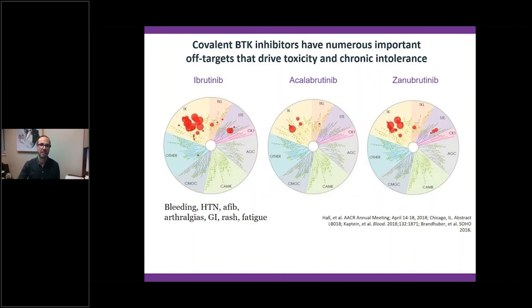So with ibrutinib, you see side effects such as hypertension and atrial fibrillation and joint pains, and that's because they inhibit other molecules. Zanubrutinib and acalabrutinib seem to inhibit fewer kinases than ibrutinib, and that might explain why their toxicity profile seems to be a little bit more favorable than ibrutinib, although their toxicity is largely overlapping.